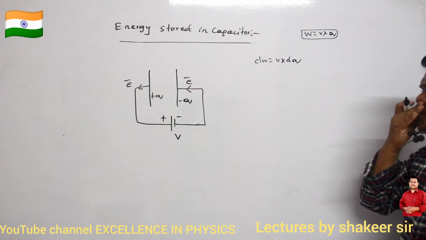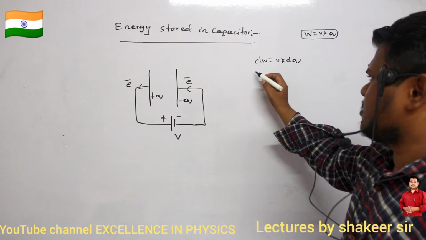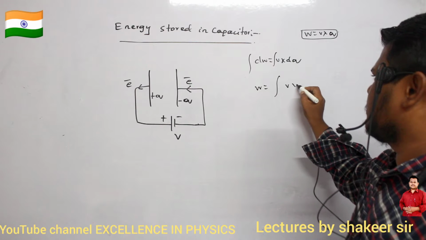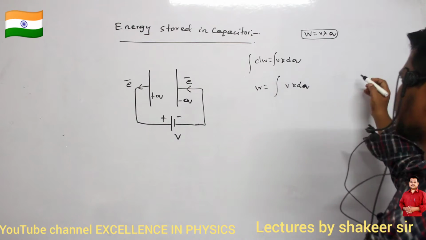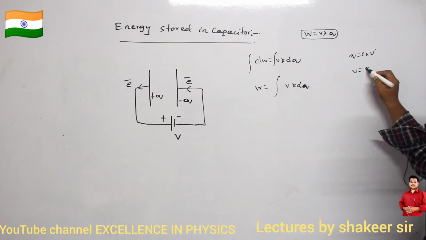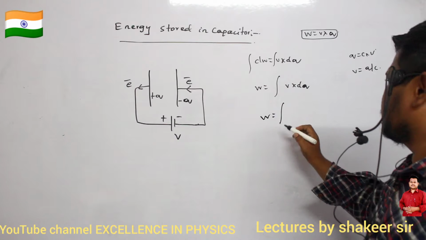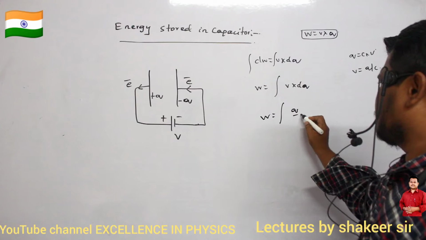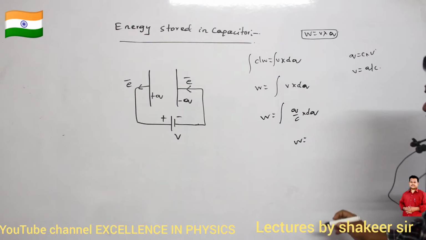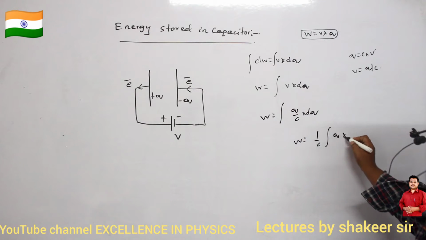Now if I should transfer a total amount of charge Q, therefore what will I write? Just integrate on both sides. So integration of dW is W, equal to integration of V into dQ. Clear? We have Q is equal to C into V, and V is equal to Q divided by C. Substitute that value here. W is equal to integration of, instead of V I can write Q by C into dQ. C is a constant, I can take it outside. So W is equal to 1 by C integration of Q into dQ.